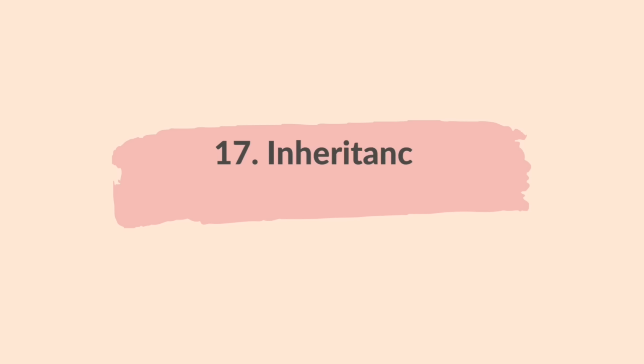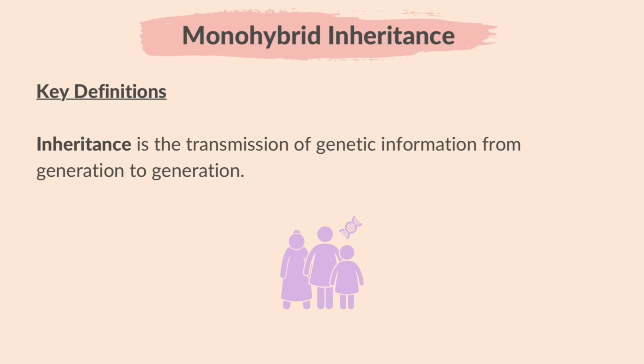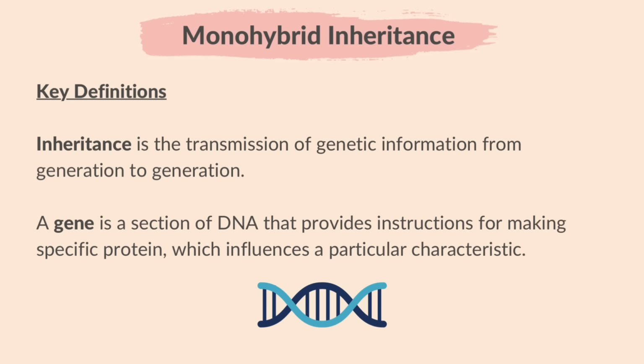In this video, you are going to learn part 2 of chapter 17, Inheritance. Before we begin this section, there are some important definitions you must learn. So we already learned that inheritance is the transmission of genetic information from generation to generation. A gene is a section of DNA that provides instructions for making a specific protein which influences a particular characteristic.